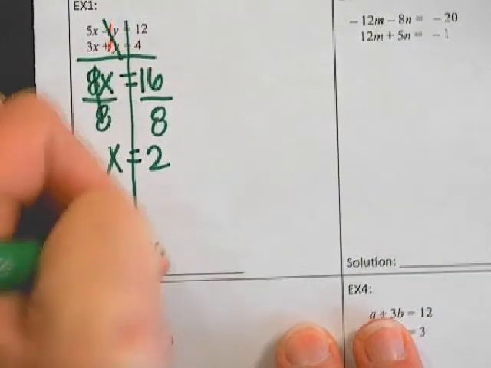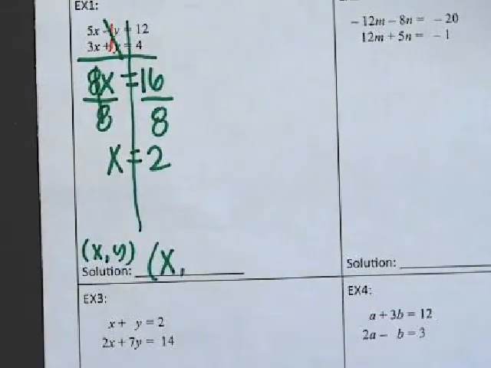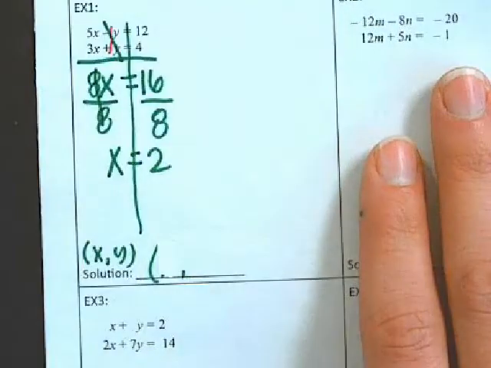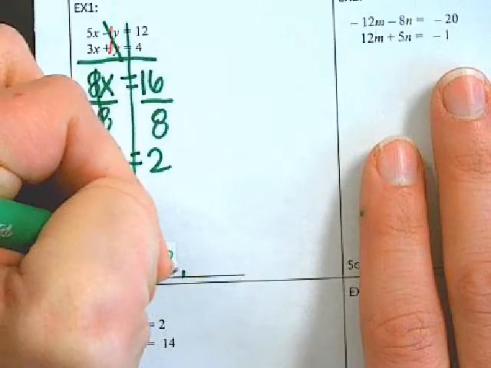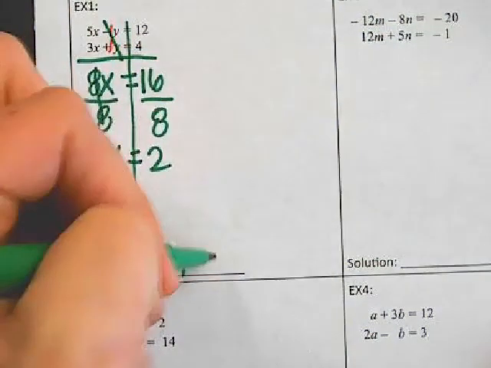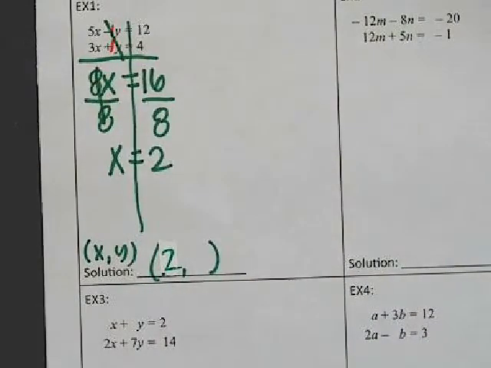Right now, I know what the x number is, which is 2. I'm going to put a 2 right here. Okay? But I don't know what that y number is yet. I know what the x number is, but I don't know what the y number is.